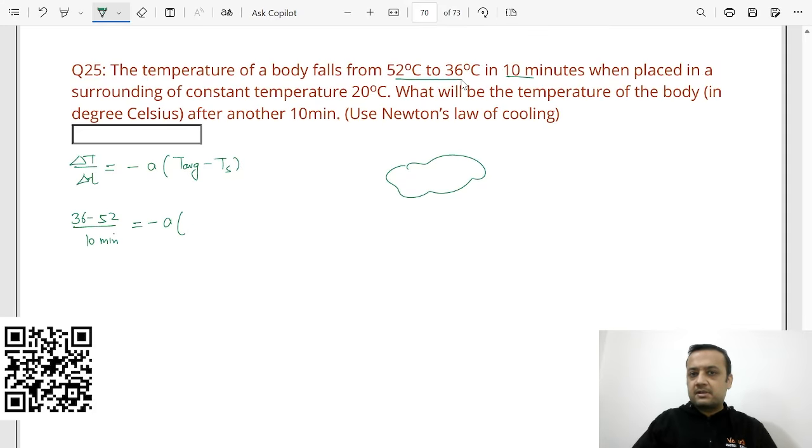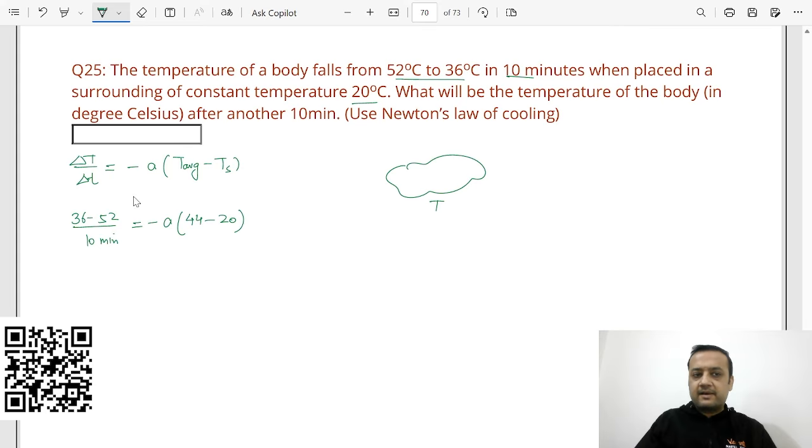The average temperature for these two values will be how much? That will be 44. Yes, it will be 44. The average of these two values is 44, minus surrounding temperature 20. Now the question is asking, after the next 10 minutes, what will be the temperature? Right now the temperature has become 36. Let us say the final temperature becomes T. So from 36 it has fallen to T.